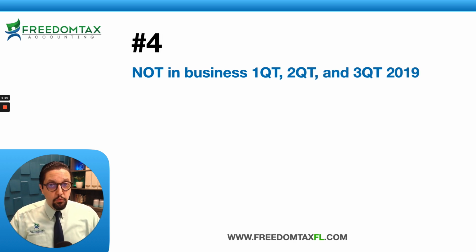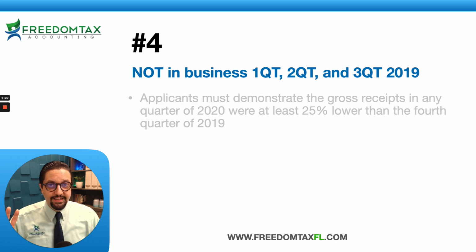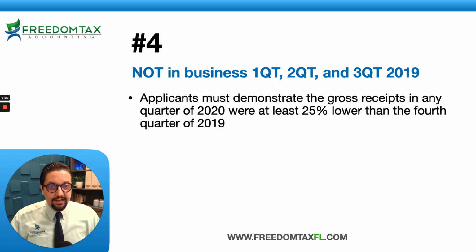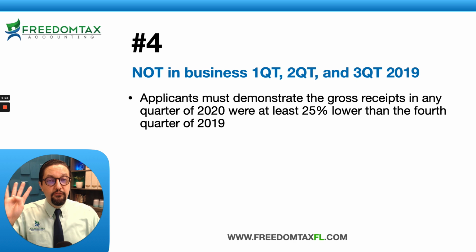The fourth way is if your business was not operational in the first, second, and third quarter of 2019, but it was operational on the fourth quarter of 2019. If this is your case, you can demonstrate your revenue in any quarter of 2020 were at least 25% lower than the fourth quarter of 2019.